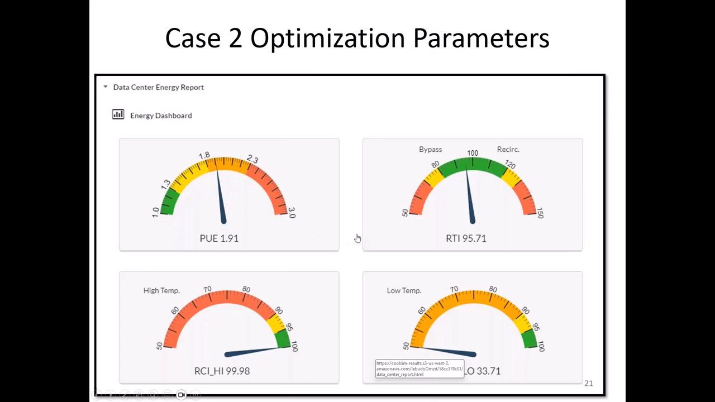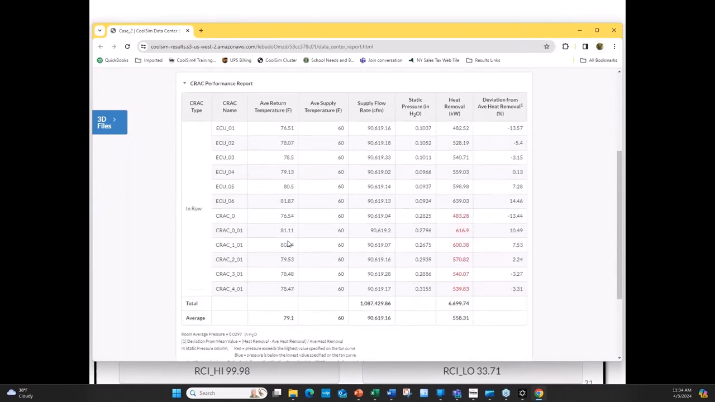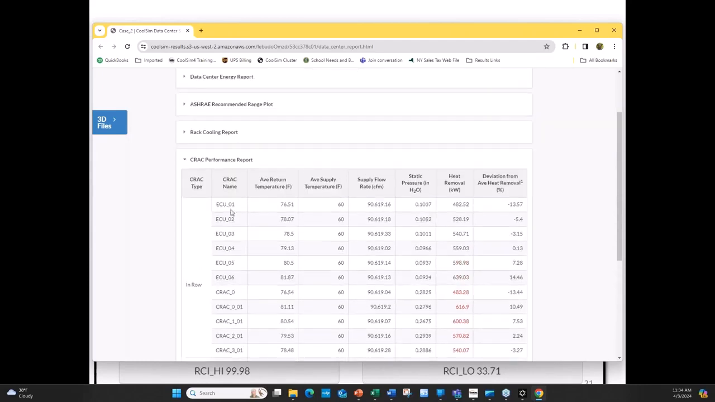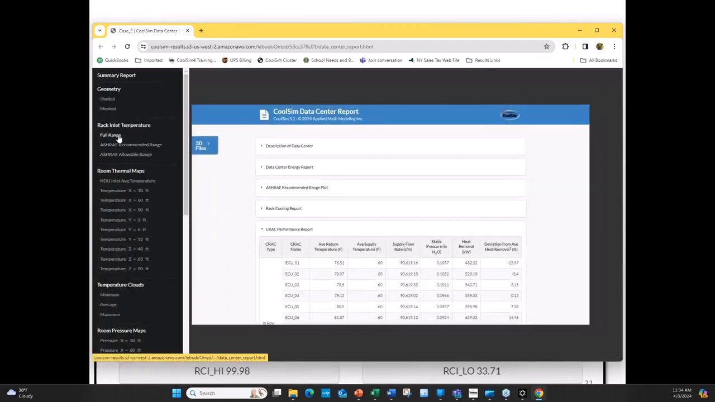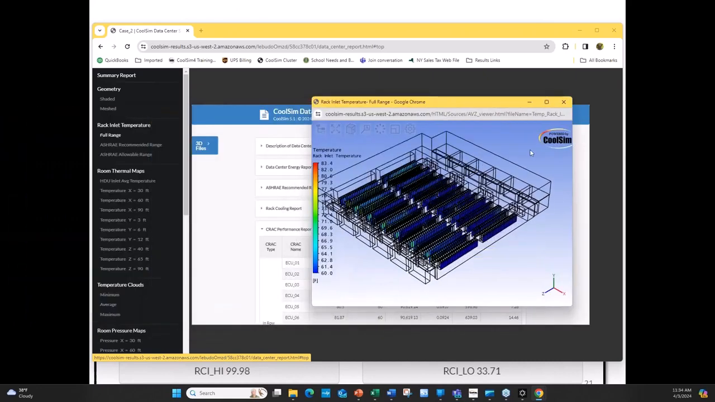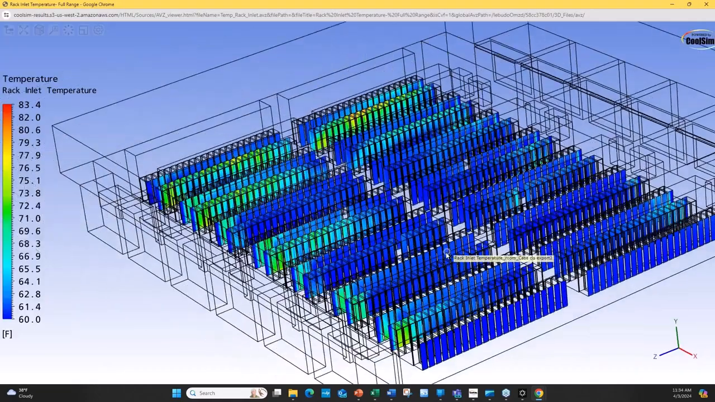So now I could open this one, but, well, yeah, let's open it. So we'll take a look at this, and you see here now our delta T's got a little better. We're at 19 degrees now, so that's good. So we're getting higher return air temps in general. And if we take a look at our 3D file here, in particular, there's a full range. We can take a look at full range here. And you can see things are improving on our rack inlets a little bit. Okay, so we've got more green now.